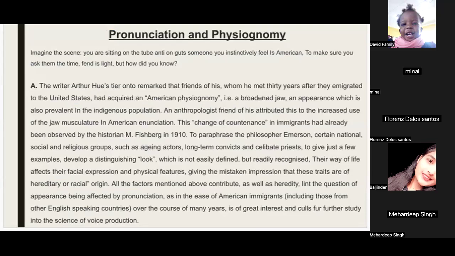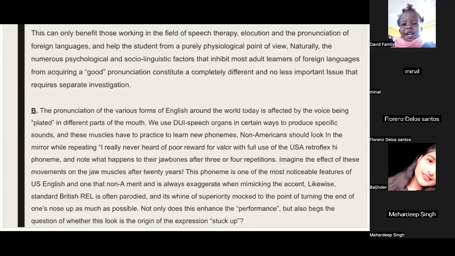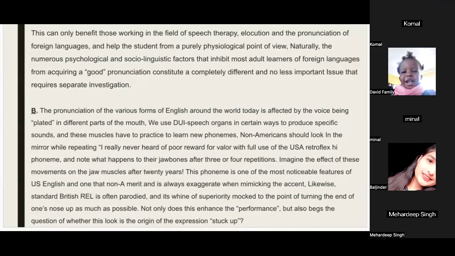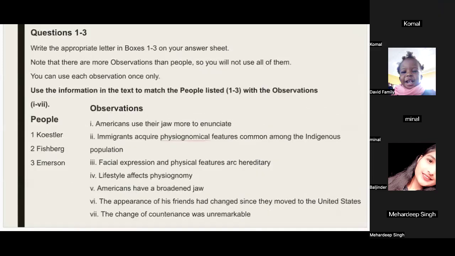Now let's do this. Yes, everyone. This is a passage, pronunciation and physiognomy. This is para A, para B. And these are the questions, right? Now, as you can see here, you have to write the appropriate letter in the boxes 1 to 3 on your answer sheet. Note that there are more observations than people.